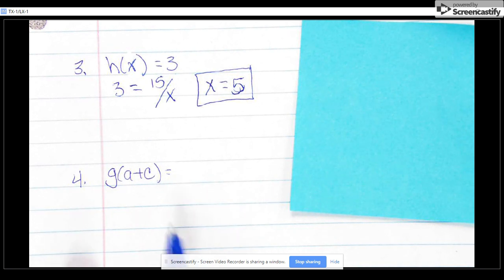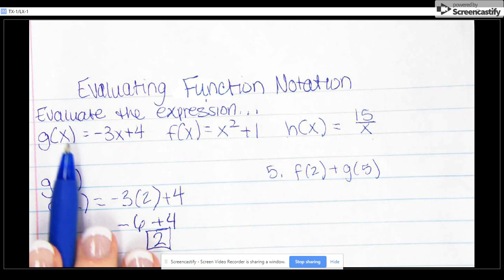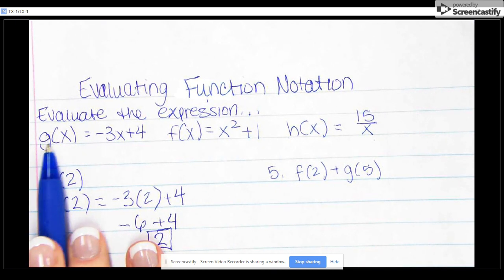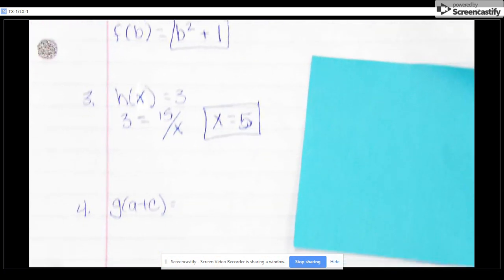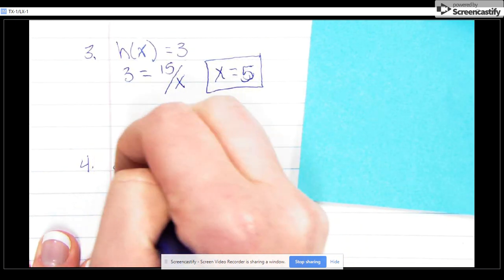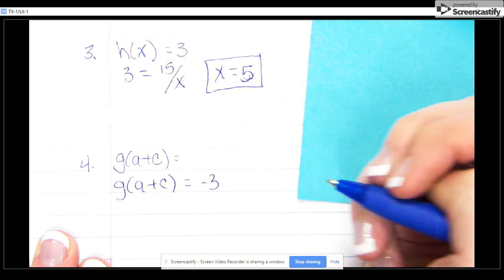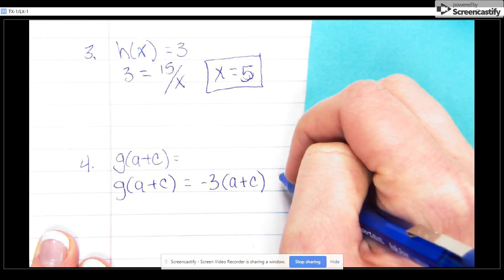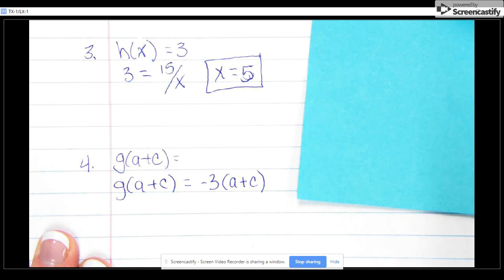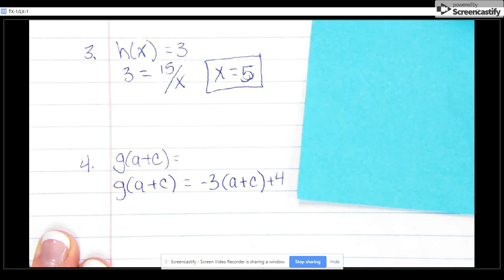So let's continue on. I see that there's a g in front of my parentheses. So I'm going to match that up with this g equation right here. So g of x equals negative 3x plus 4. So scrolling back down, I have g of a plus c is equal to negative 3. And now instead of x, I am putting a plus c. That's okay. All I did was replace it. That's what we did with the other one. But I want to make sure to include that plus 4 right after.